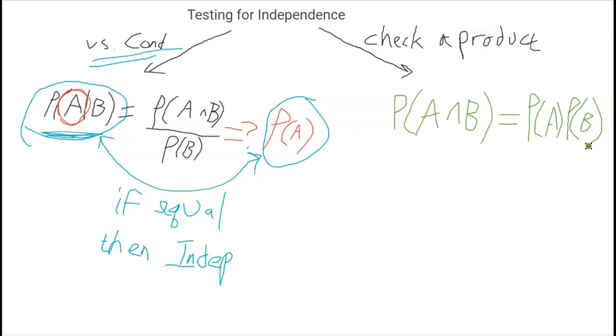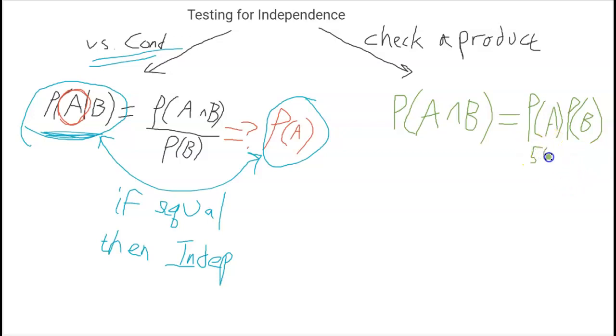But the probability of A, female, is 1/2. The probability of B, colorblind, in the general population is more like 2%. So if you don't know anything about gender, colorblind is around 2%. If you don't know anything about colorblind, the probability of female is around 50%. 50% times, there's that product, 50% times 2% is 1%.